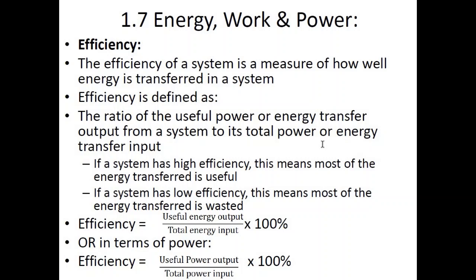So in order to find how much percentage of the energy has been converted, we use something that is known as efficiency. The more efficient a system is, the more percentage of energy it can convert, and the less percentage of energy would be wasted by the system. Efficiency is defined as the ratio of useful power or energy transfer output from a system to its total power or energy input. If a system has high efficiency, this means most of the energy transferred is useful, and if a system has low efficiency, this means most of the energy transfer is wasted.